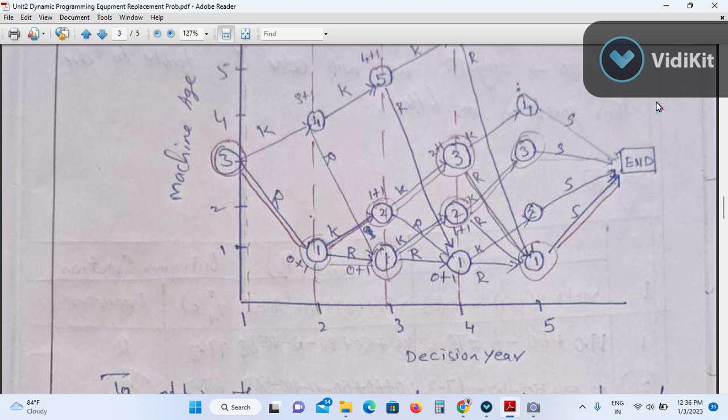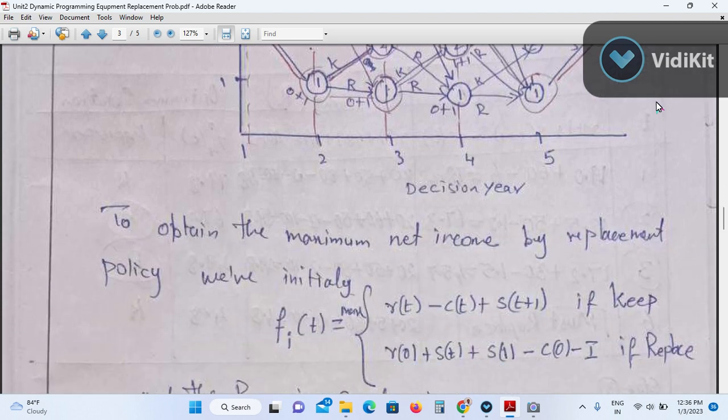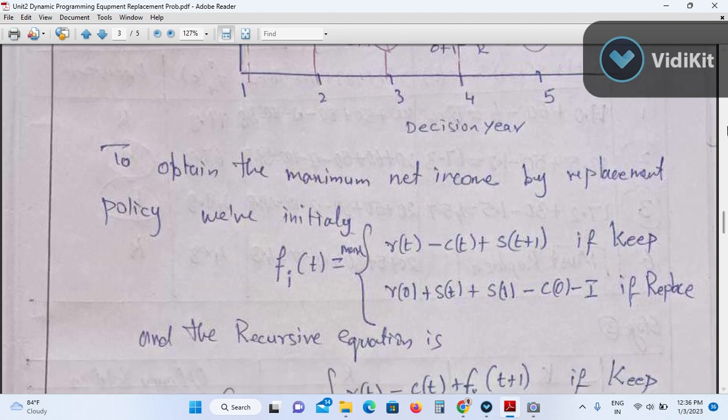So this one we can put in table form. Before that, we need the recursive equation. Previously I put f of i plus 1 something, right? That one I replace here because in the initial stage, a little bit more clearly I can put it here. In the initial stage, we want to get the maximum net income by using the replacement policy. Initially, I want to take the revenue if you want to keep that machine: revenue minus operating cost plus salvage value, right?